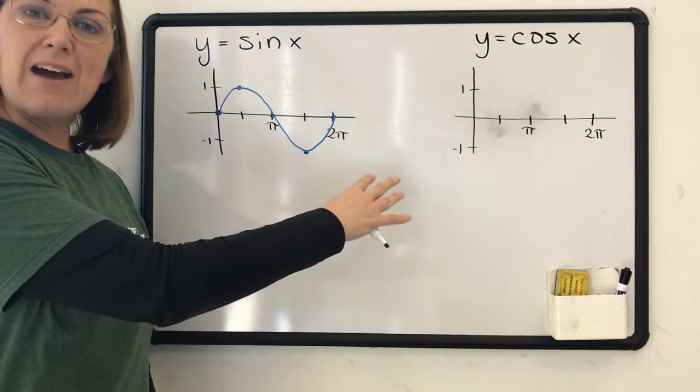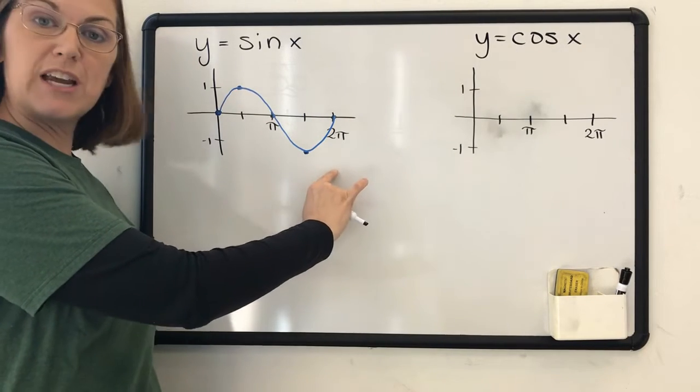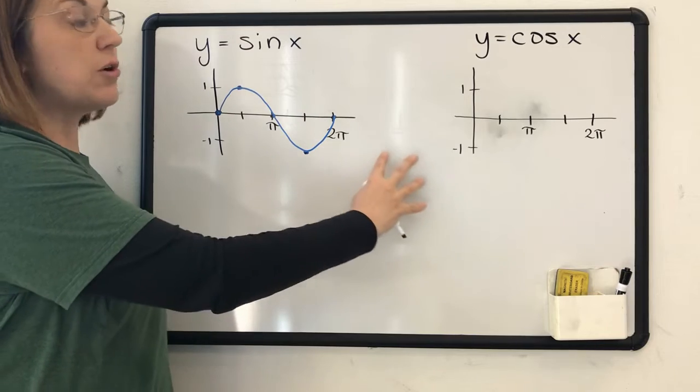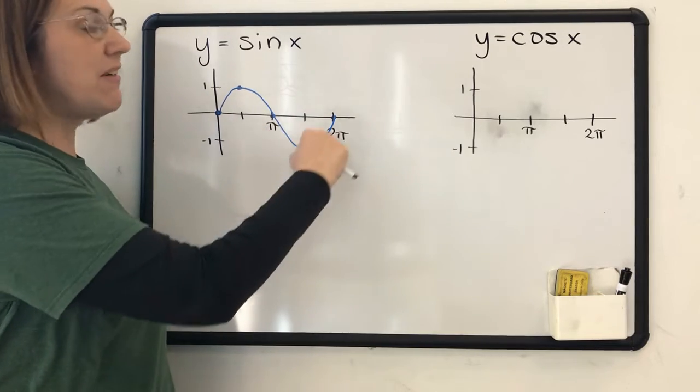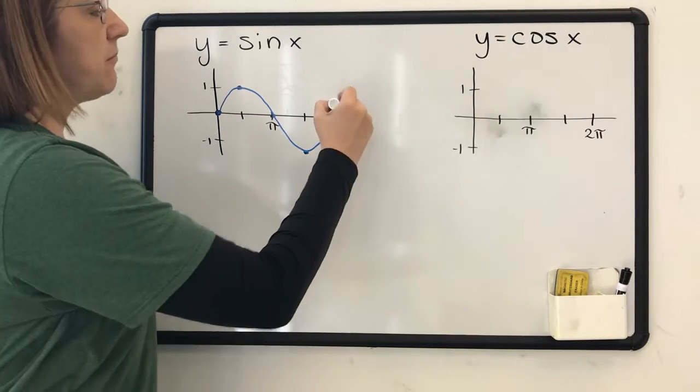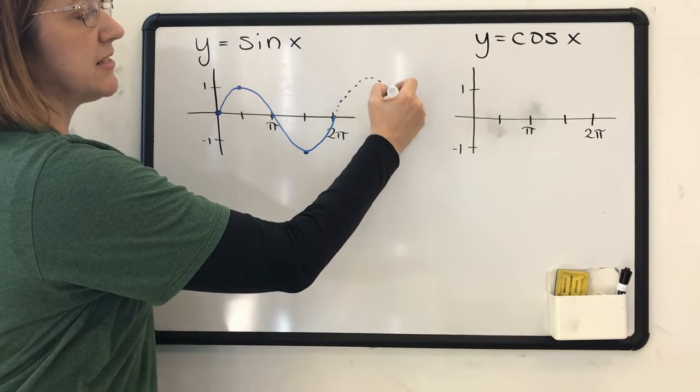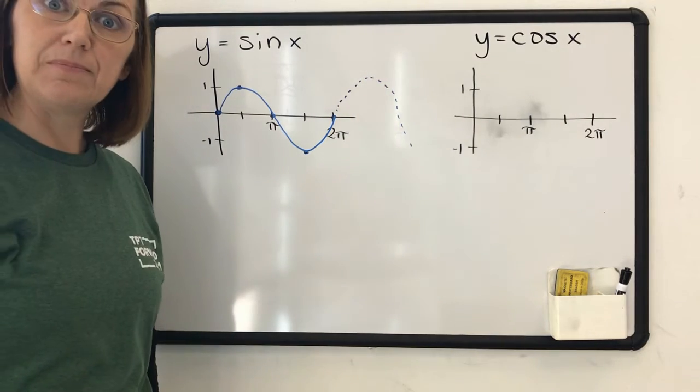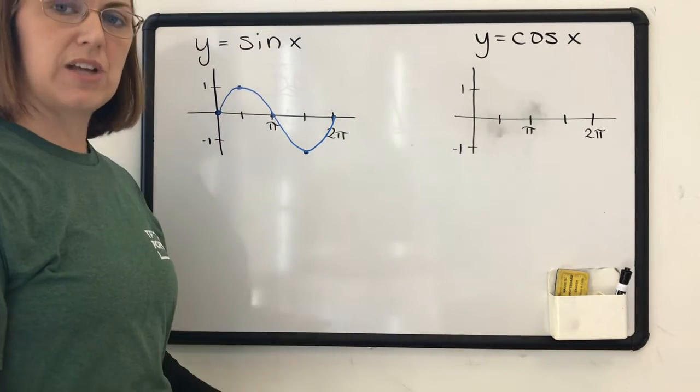Because what would happen after this? Think about after the first rotation on the unit circle, you would go to a second rotation. And so these values would repeat. If we were going to continue the graph, it would continue doing something like that. Now let's look at the cosine graph.